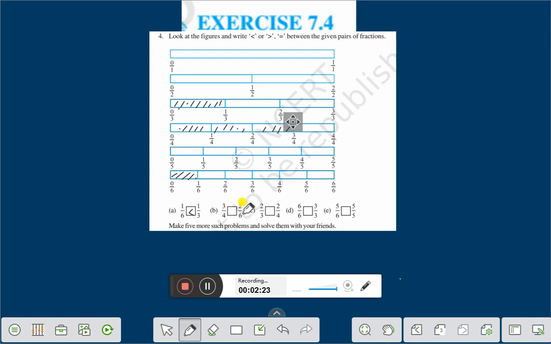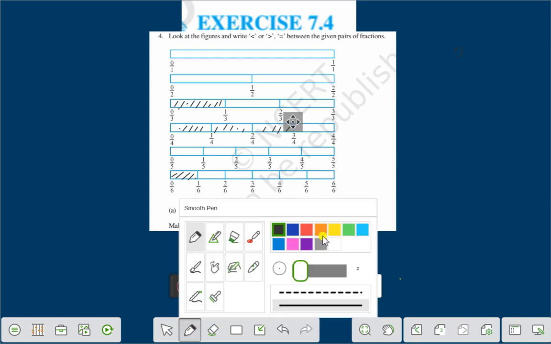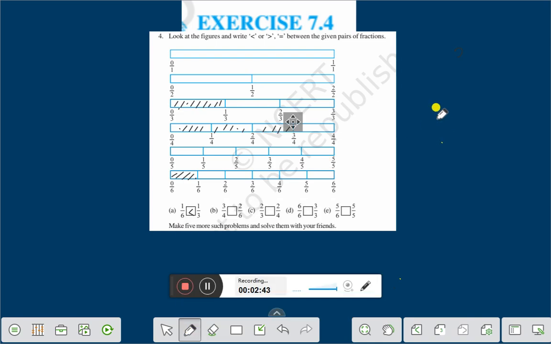Anyway, if we compare, one is 3 by 4, another is 2 by 6. Then you have to make the denominator the same to find which one is greater or which one is less. 2 by 6 means 1 by 3, right? What is the value of 2 by 6? If we change into lowest term, 2 1 is 2, 2 3 is 6. The value is 1 by 3.